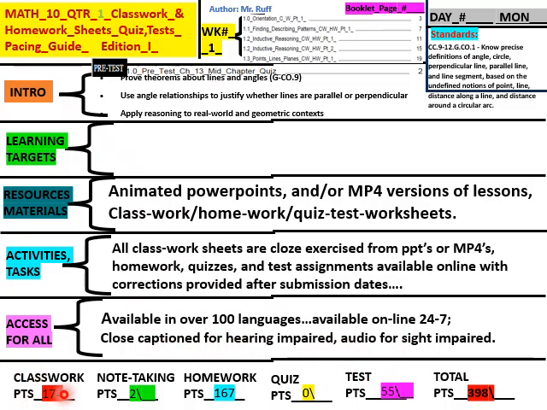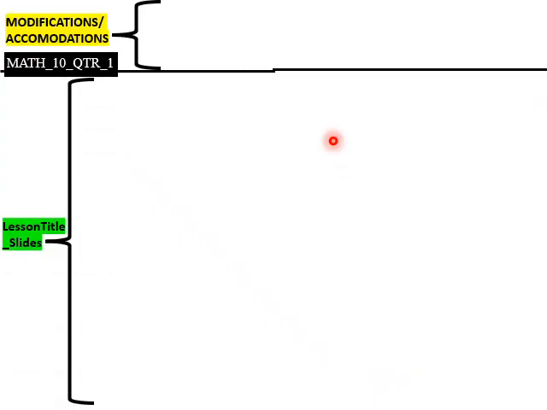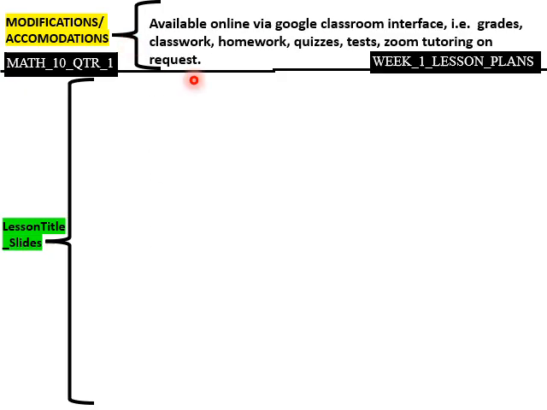Classwork is 174 points for week 1. Note taking is 2 points. Homework is 167 points. Quiz is 0. Test is 55 points. So the total for week 1 is 398 points. And then going in here to modifications and accommodations, available online via Google Classroom interface, that is grades, classwork, homework, quizzes, tests, and Zoom tutoring on request for the Math 10 Quarter 1 Week 1 lesson plan.